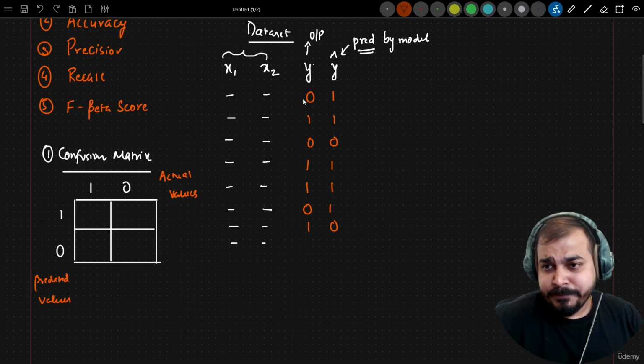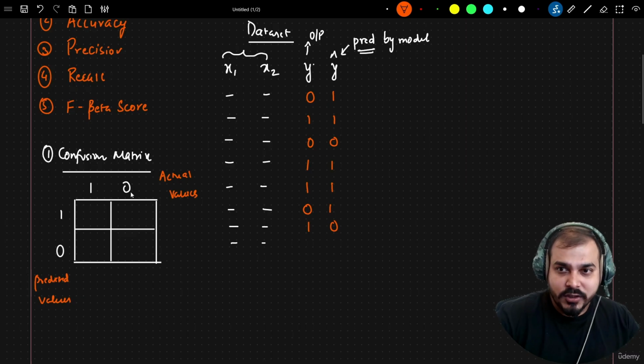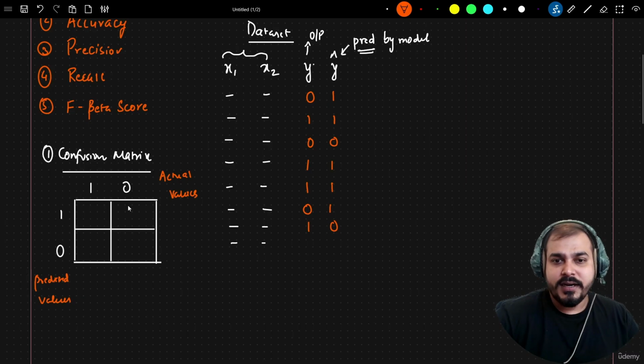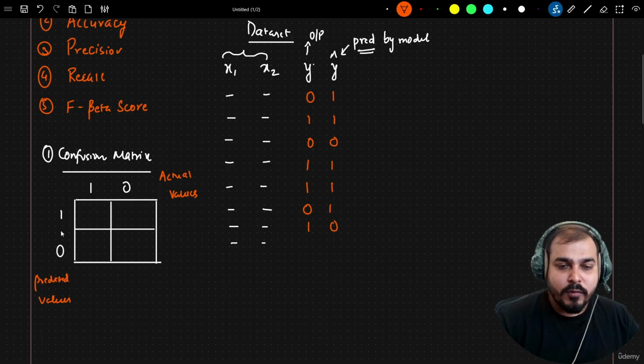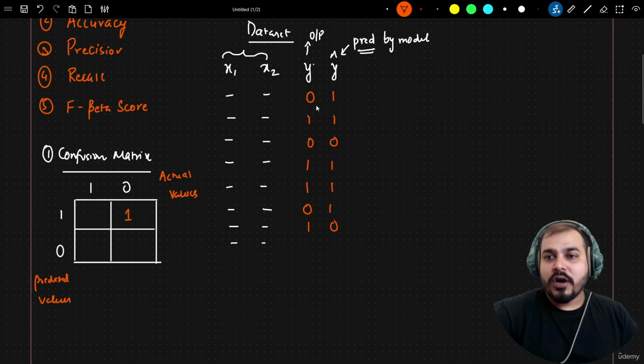Let's say my real output was 0, but my model predicted it as 1. So how do I map it over here? My real output is 0, and my model predicted it as 1, because I told you this is the predicted part, right? So if it is 0 and my model predicted 1, that basically means I've got this particular scenario. So I'm going to increase the count by 1. Here, let me write it down as 1. So I've got this particular count and this belongs to this particular box.